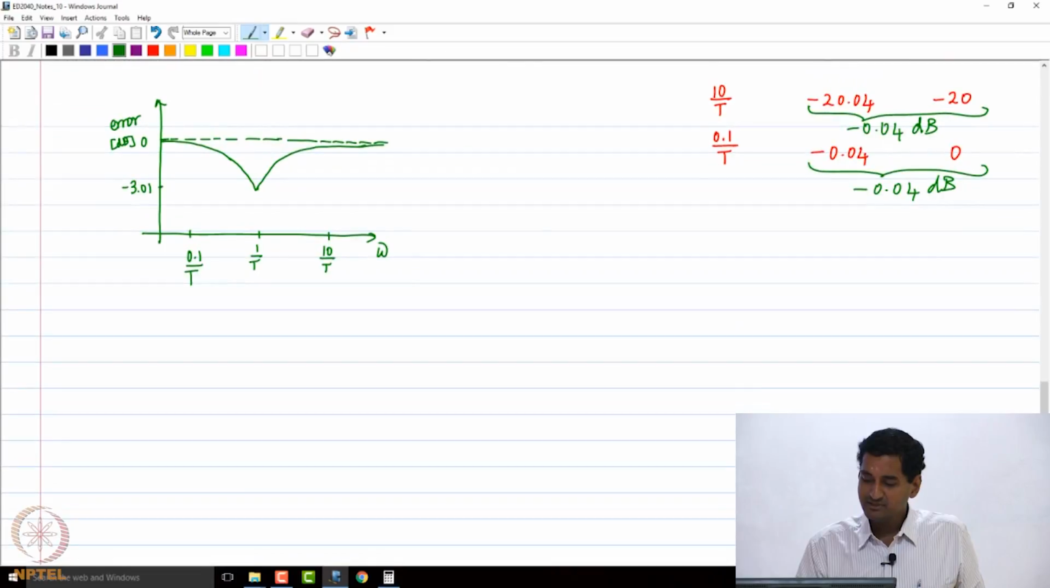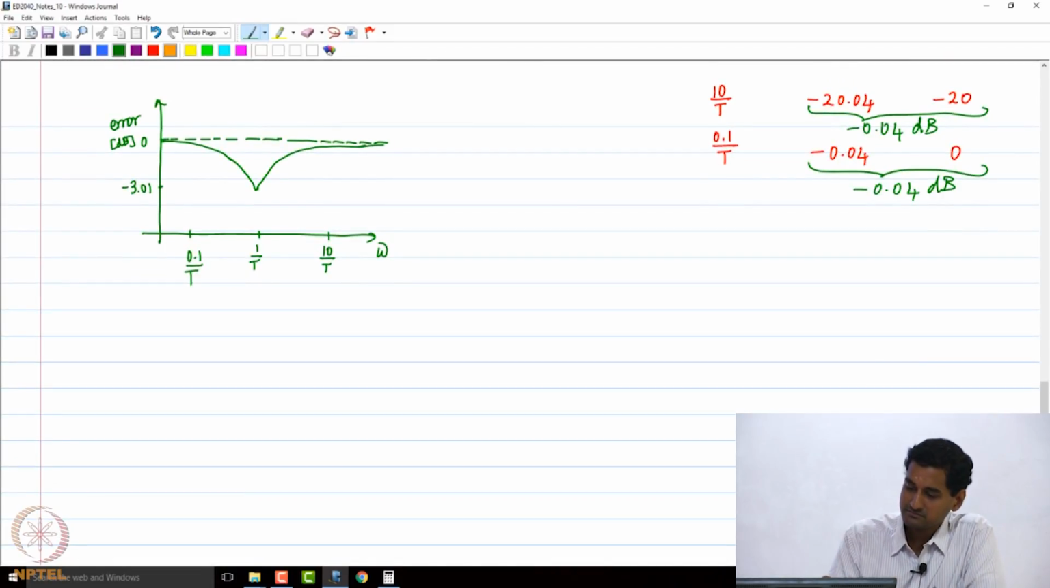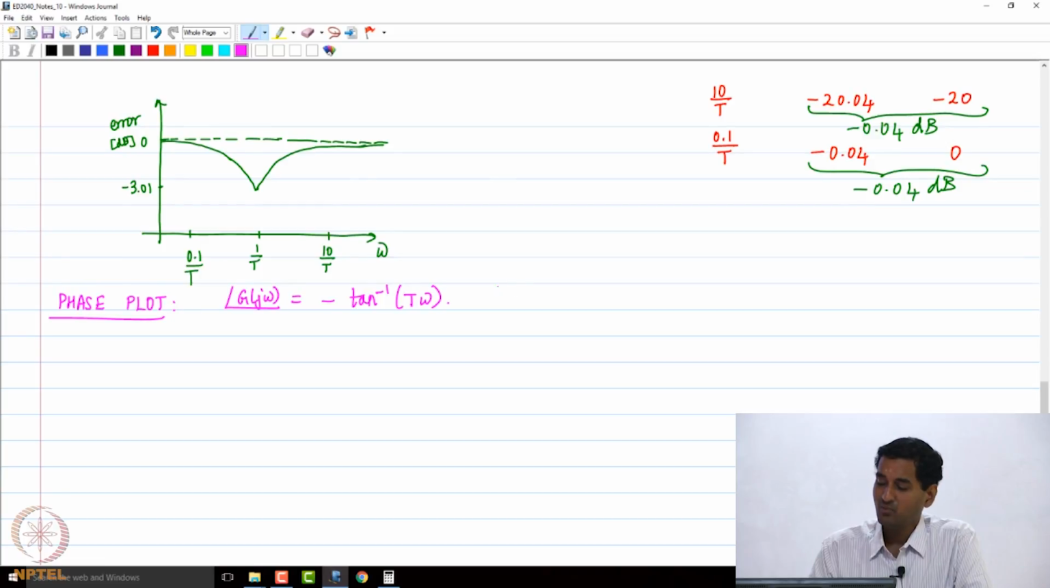So now let us come to the phase plot. So what do you think will happen to the phase? So please note that the phase of this particular factor is going to be minus tan inverse of t omega, right. So what do you think happens to the phase?